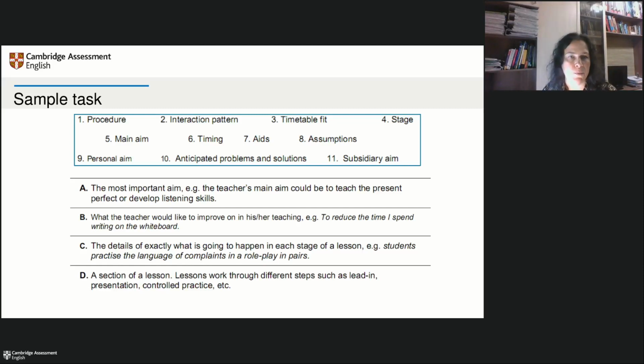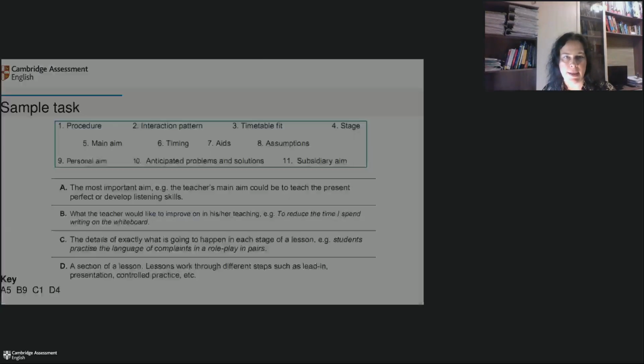And D is number 4. Awesome, well done. Yeah, okay, I'm highlighting the correct answers. You can see them at the bottom of the slide. Good. So this is one of the task types. Obviously, they might be not just definitions, but examples given. Here you have an element of examples, but not consistently.